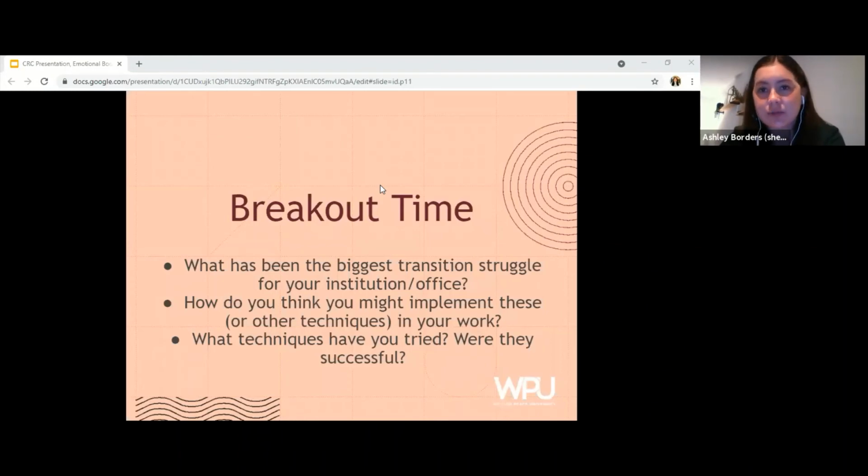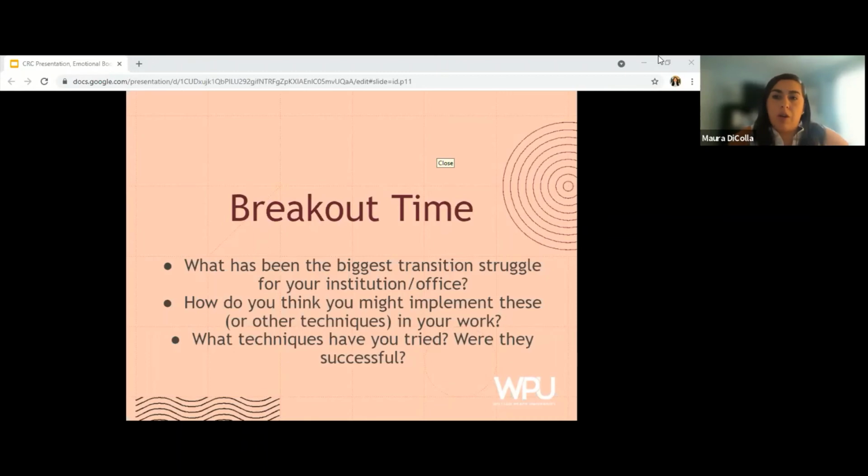And you can either unmute or you can put it in the chat. In the breakout room that I joined, everyone in that room actually is no longer in roles that are student front. They're more staff or faculty front, so they're spending less time with students. Can you maybe talk a little bit about implementing some of these on the professional side?